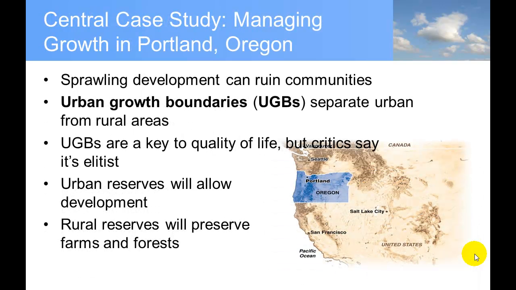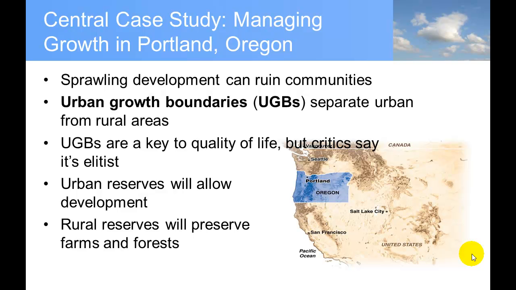Now, our central case study is Portland, Oregon, which is often held up as a gold standard for urban management and controlling sprawl. Portland is in the state of Oregon, and Oregon has a law that requires urban areas to create what are known as urban growth boundaries, which separate the urban from the rural areas. This has been known to be a way in which they can manage the growth of the city.